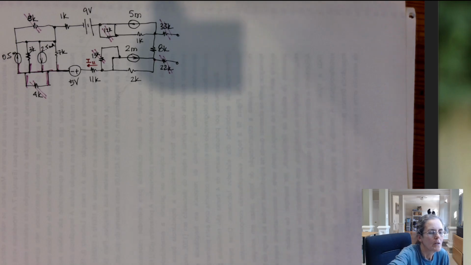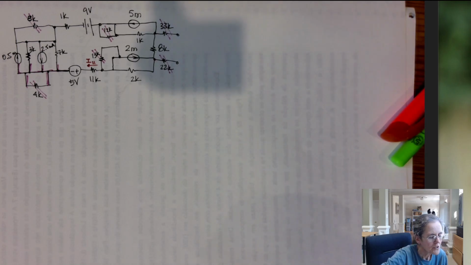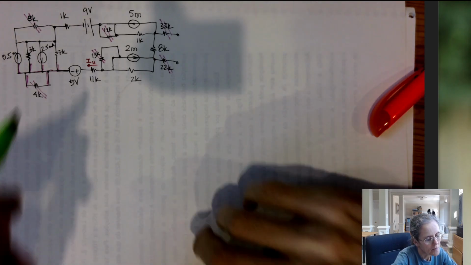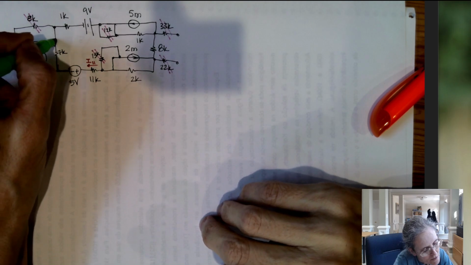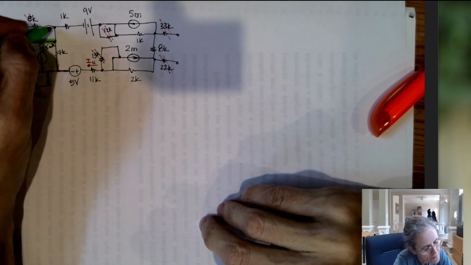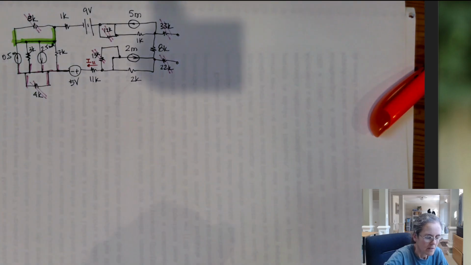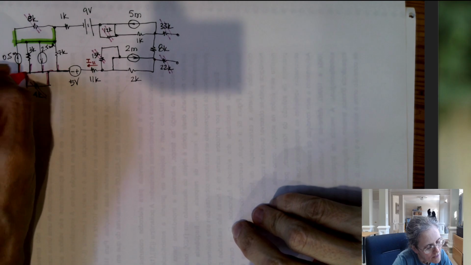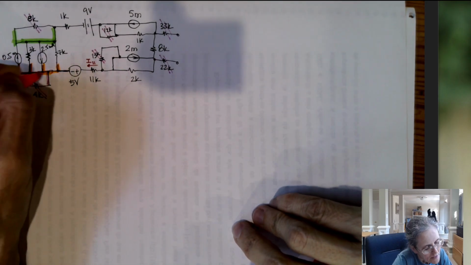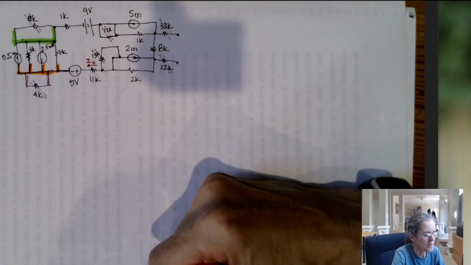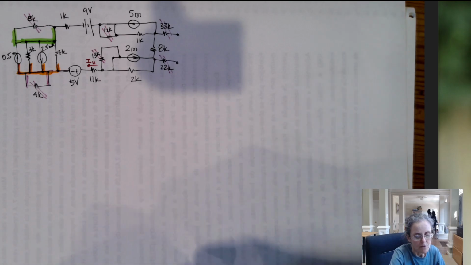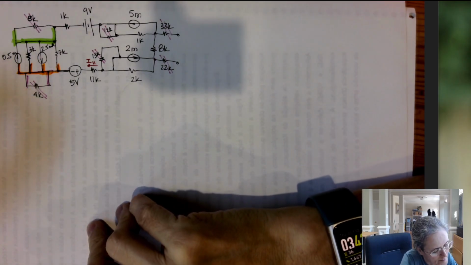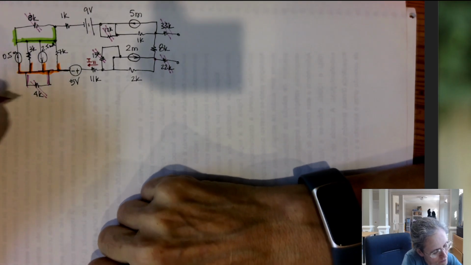And so what happens in source transformation is that if you can find two nodes, and I'm going to draw this green node here and the orange node here. Well, this is already pink there, this orange node. And I have current supplies and resistors that are in parallel. I can make them go into a resistor in series with a voltage supply.